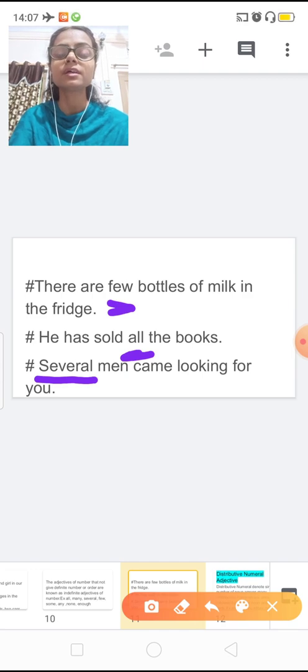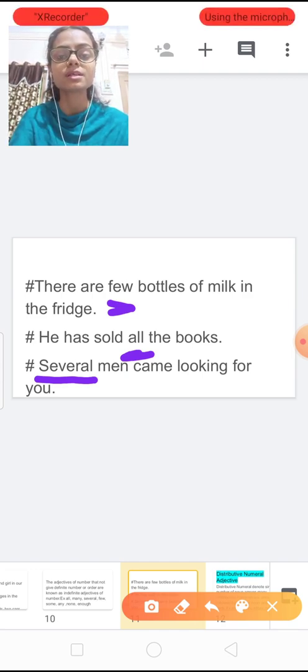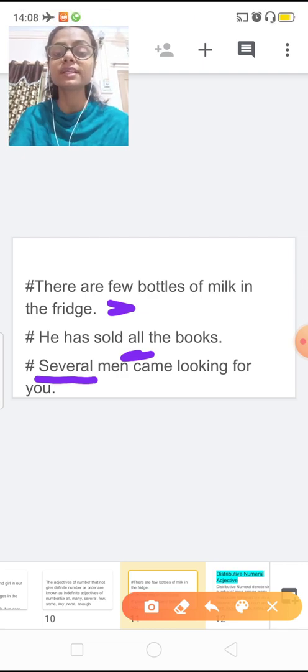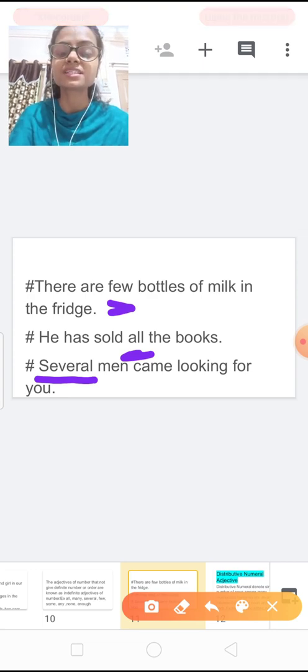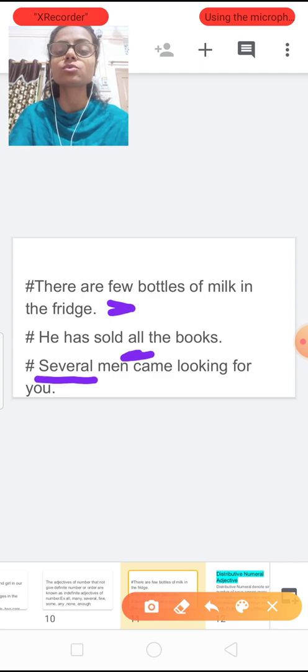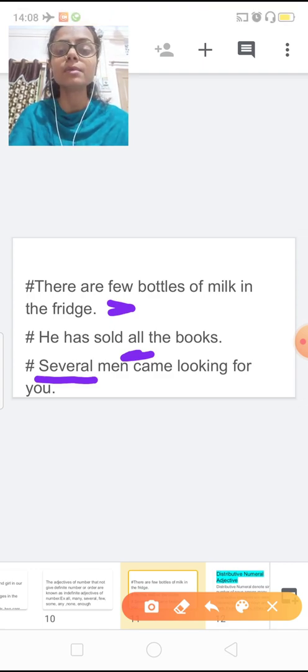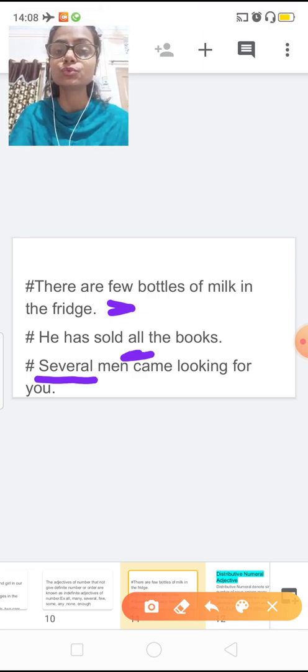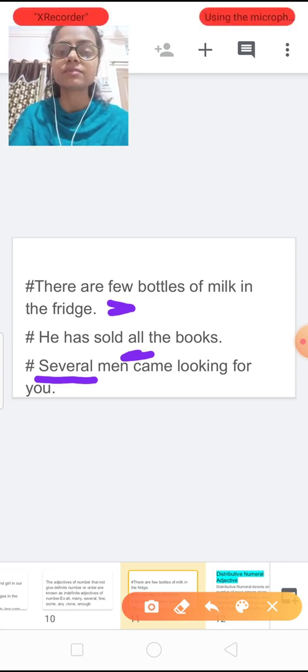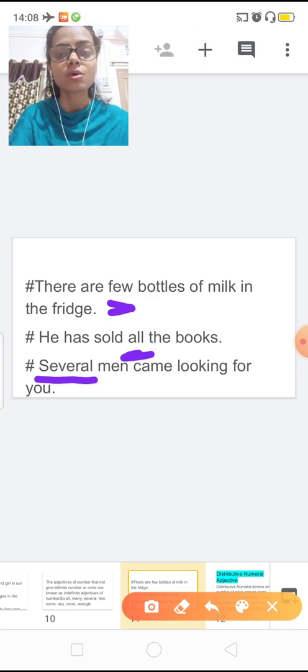Now here the indefinite examples are few, all, several, because they are telling us that yes, many men came but not the exact number. Here they are telling us all books are sold but not the exact number. In the first sentence they are telling you few bottles of milk but we don't know whether few is 2, 3, 5, 6. So these are the indefinite adjectives of number.